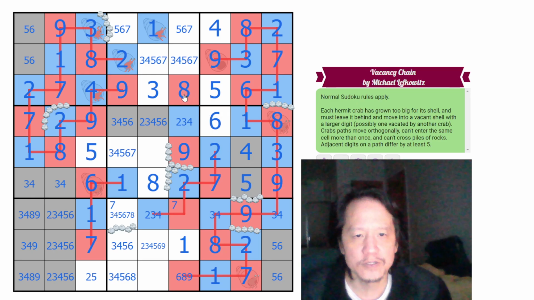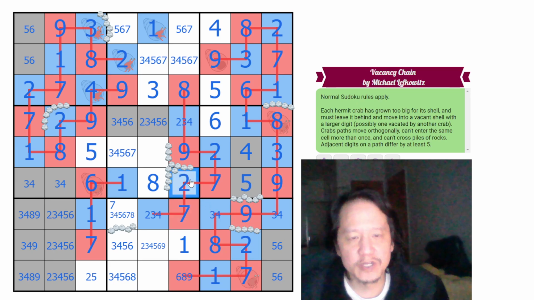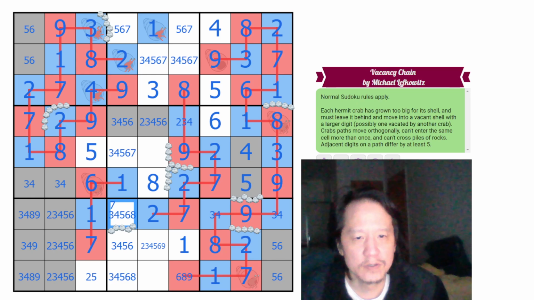It must continue from here to here to here. This has to be a 7, because it has to be next to a 2, which makes this a 2. This can't be 3 or 4, 3, 4. So this can't be 7. This can't be 7. Either one of these works right now.